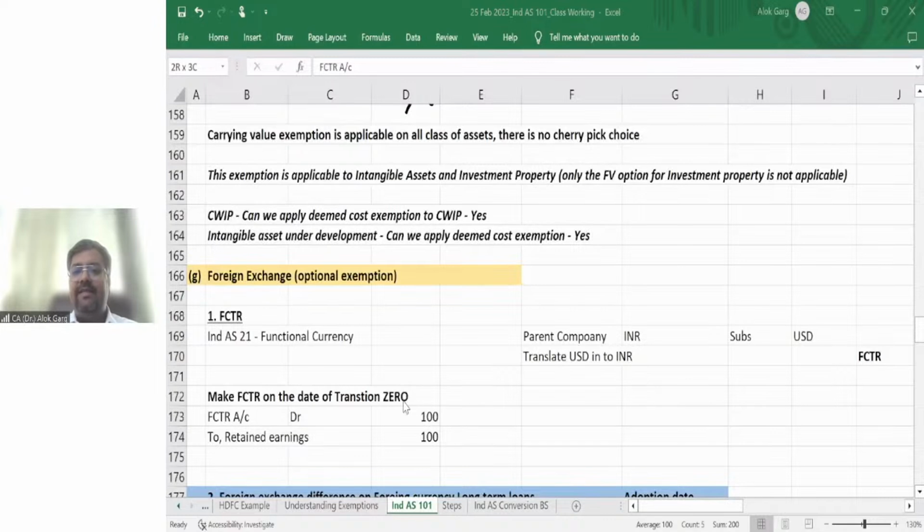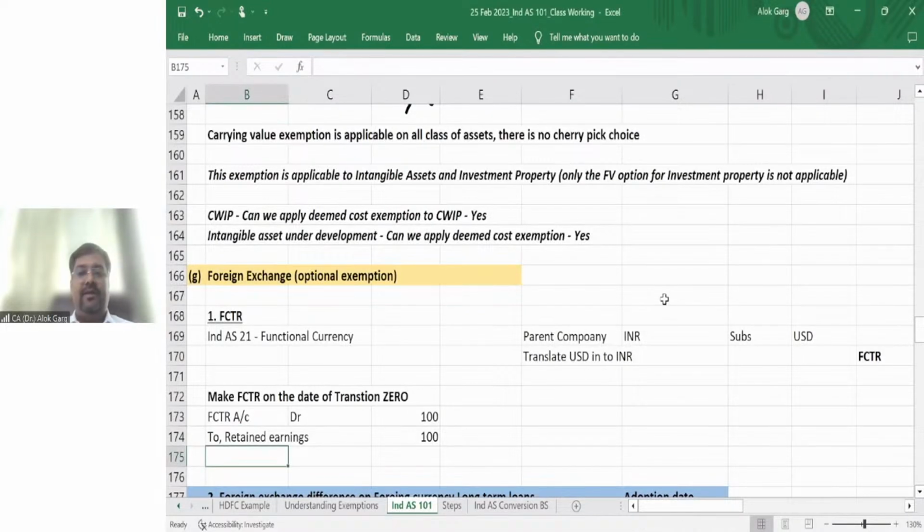Just whatever FCTR is there, make it zero. Many companies have made this FCTR zero on the date of transition, and they have started calculating fresh FCTR as per the new functional currency after the transition date. Right? I hope it is clear to all of you.